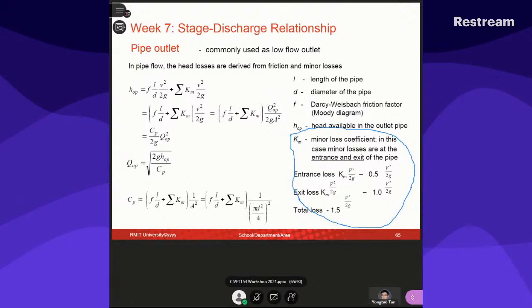In this case, the minor losses are at the entrance and the exit if there is only one pipe. The entrance loss we normally take as 0.5, and for the exit loss we can take the coefficient 1. So you can see that the total minor energy loss coefficient is 1.5.